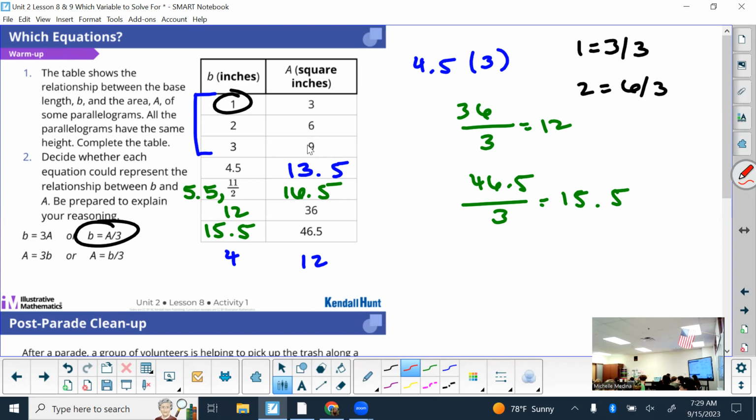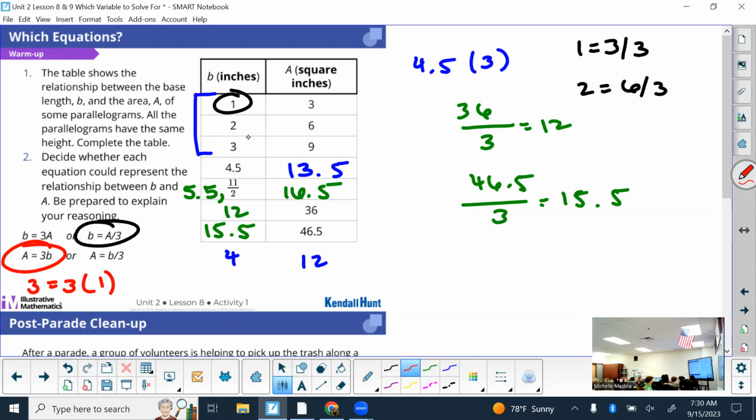You have a 50-50 chance. Two options, A equals 3B or A equals B over 3. Okay, so let's see if that's true. If I plug in my first set, it should really work for this whole table. If I plug in my first set of values, A is 3, B is 1, is 3 times 1, 3. Okay, let's see if it works.